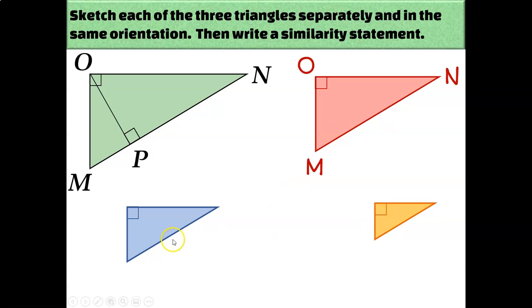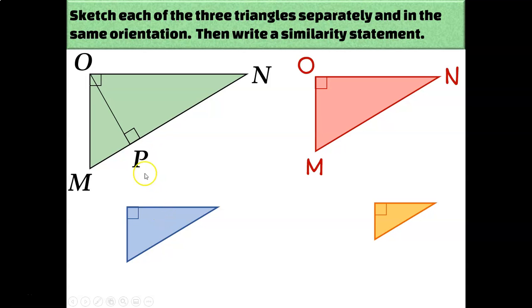These 3 triangles are in the same orientation because they all have their angles and their sides in the same places. They all have their right angle in the top left-hand corner. They all have the long leg on top. They all have the short leg on the left, and they all have a hypotenuse going up and to the right. So now we just need to figure out how to label the medium triangle and the little triangle.